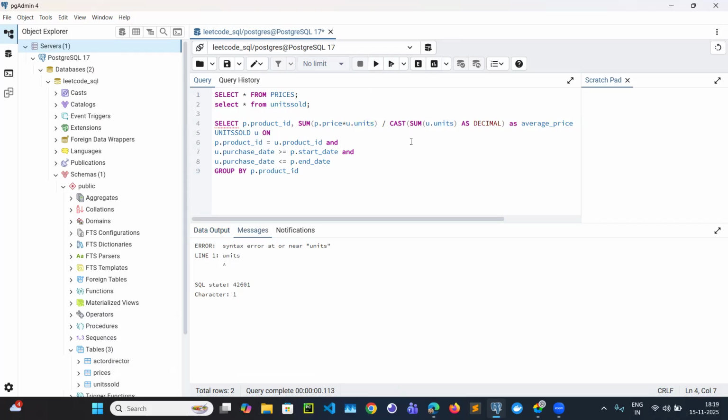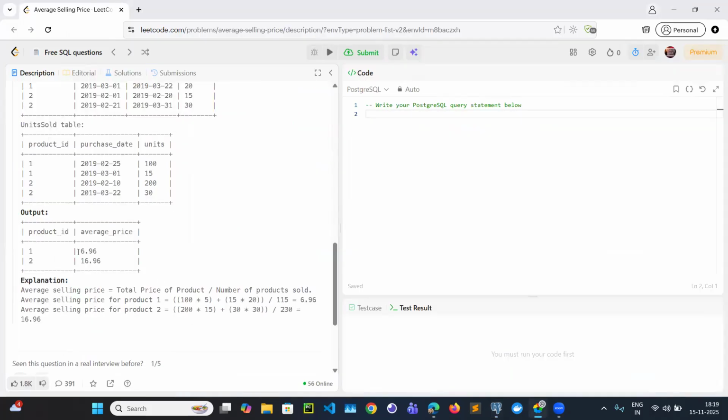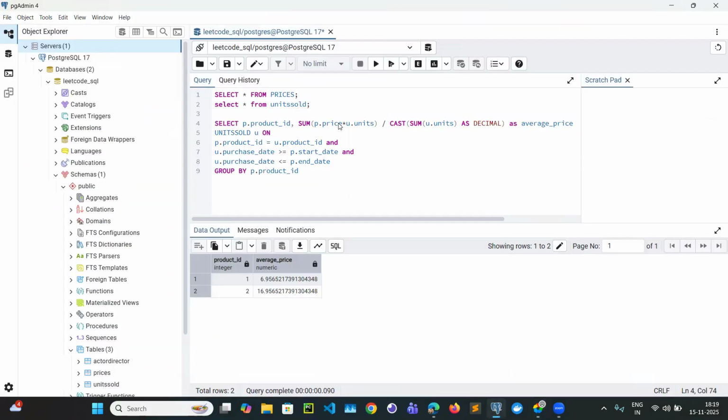Let's select. Something is wrong. Okay, not sure what happened. I just reran. So you could see now we are getting 6.96, 16.96, and we need the same thing. The only thing is they mentioned it should be rounded to two decimals.